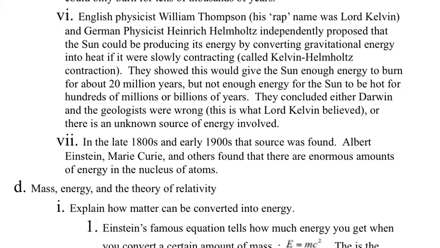And so Kelvin and Helmholtz and those guys had no way of knowing. But it turns out that Darwin and the geologists were right. There was another way for the sun to be producing energy, and the amounts of energy were so enormous that it was perfectly reasonable that the sun was hundreds of millions or billions of years old.